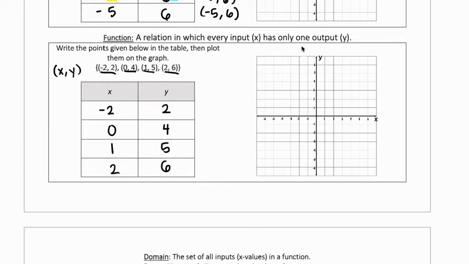So remember, we're looking to see if this is going to be a function, every input should have only one output. Notice that none of our x values here are repeating this time.